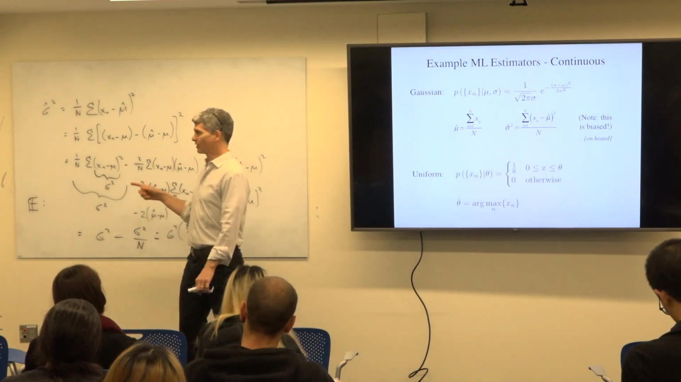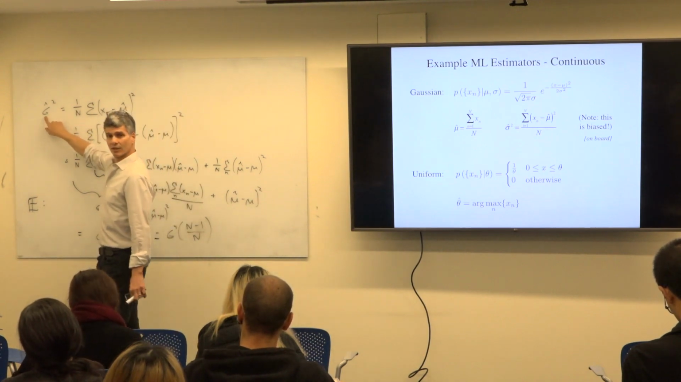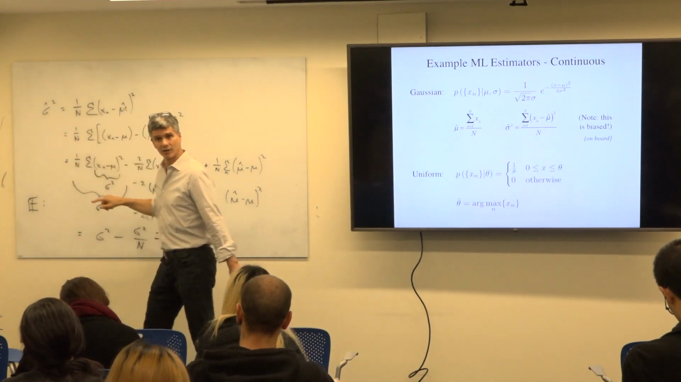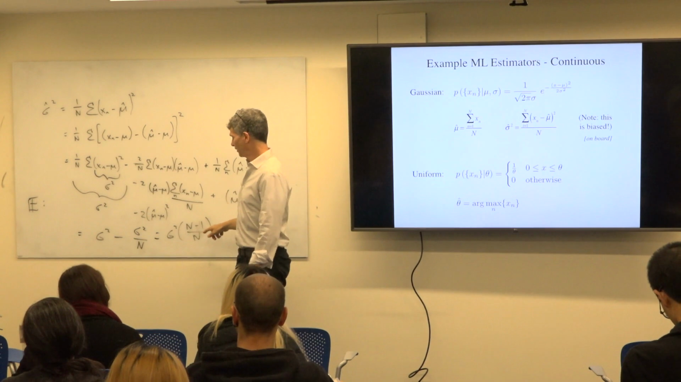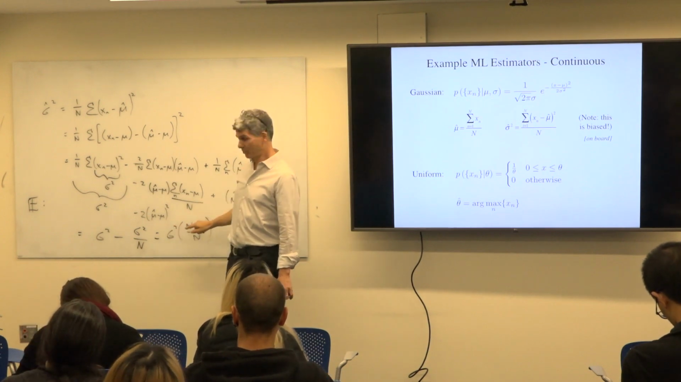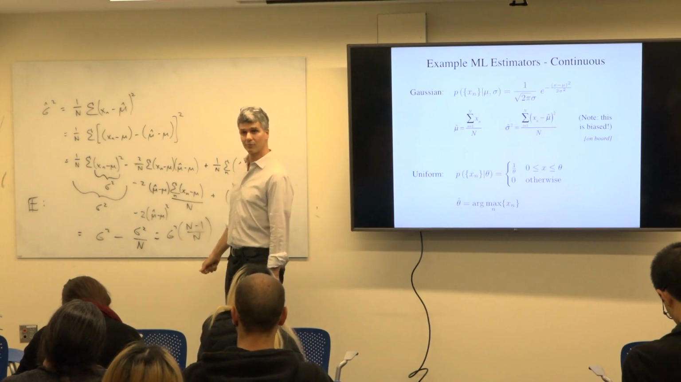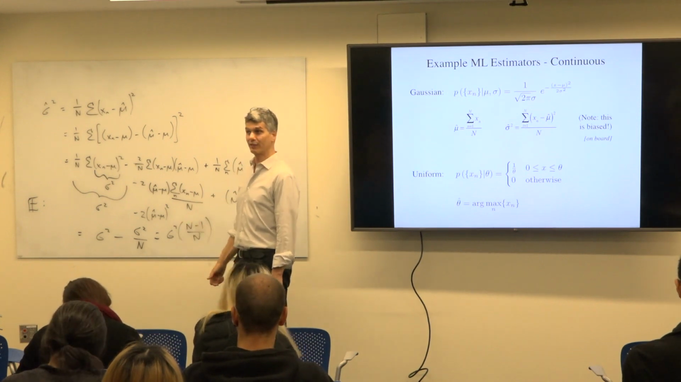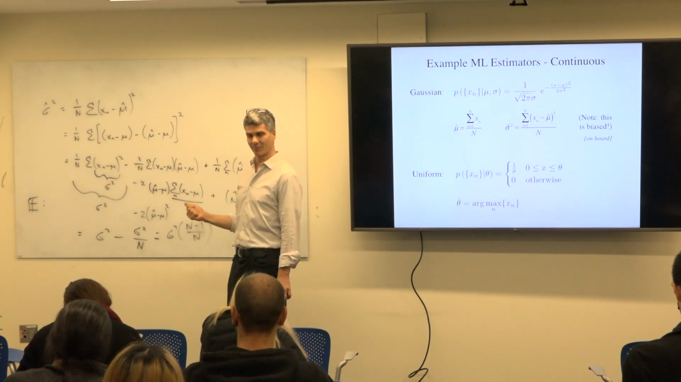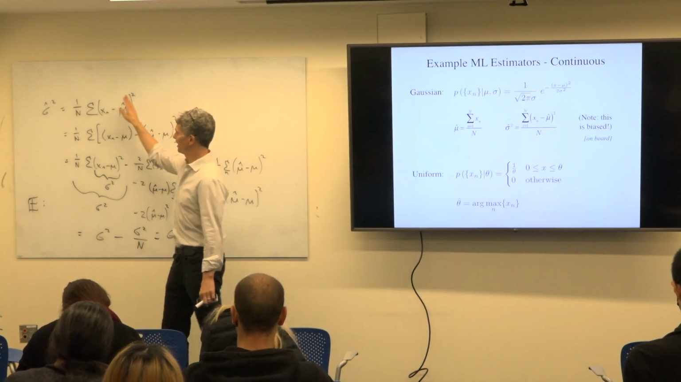I can fix this estimate, and it's easy to see how. Take this estimate and multiply it by n over n minus 1, and then you will correct it and make it unbiased, right? Even with small numbers of samples, it will be unbiased. So what does that mean? It means go back to the beginning.